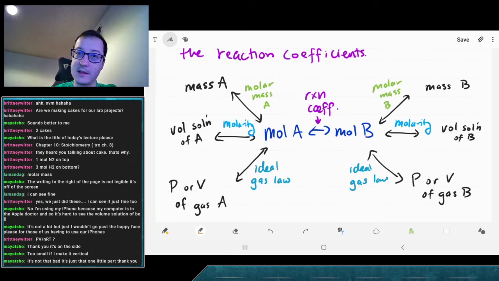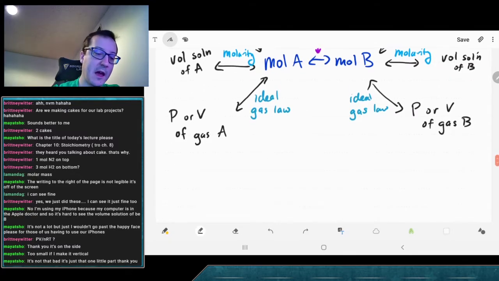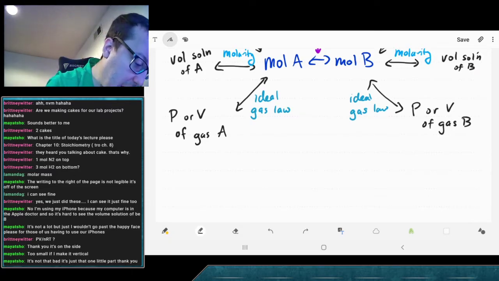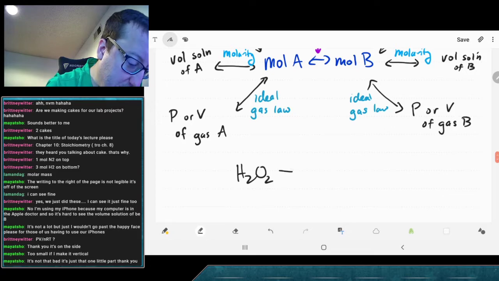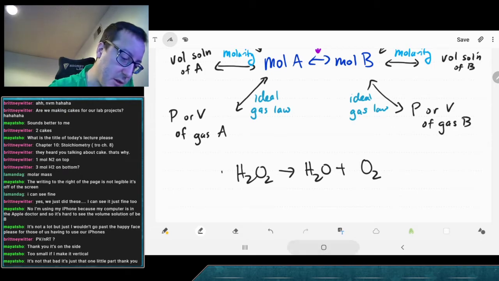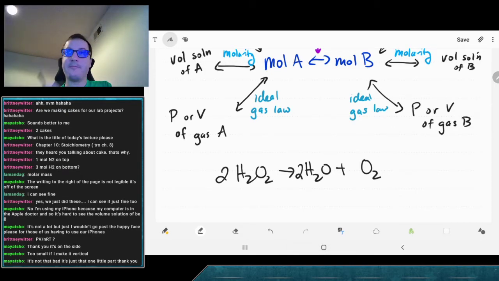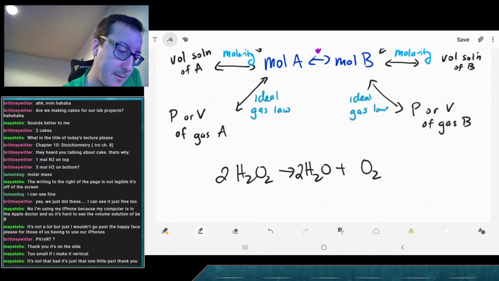Okay, so let's see this in practice. Let's get a reaction going. What reaction shall we do? How about we do hydrogen peroxide breaking down into these. I guess I should balance it for you guys. So these ones would probably already be balanced for you on an exam, because these ones we're not focusing on balancing. These ones we're focusing on the mathematics here.